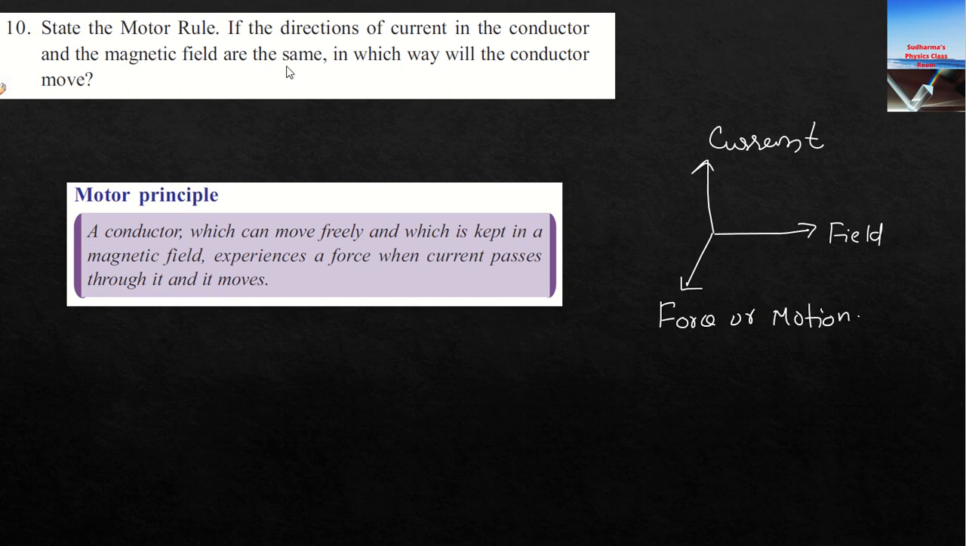But as per this question, they ask if the directions of current in the conductor and the magnetic field are the same. If the direction of current and magnetic field, that means current and magnetic field are in the same direction, in this case we can say that the conductor will not move. There will be no motion, no movement for the conductor. That's the answer for this question. No movement for the conductor, because the magnetic field and the current are in the same direction.